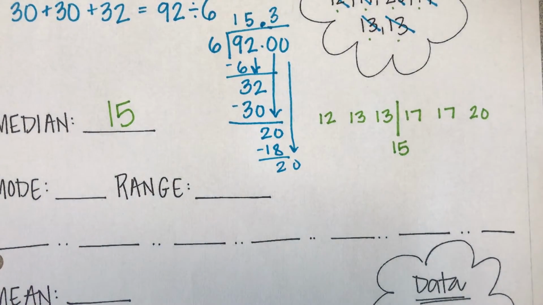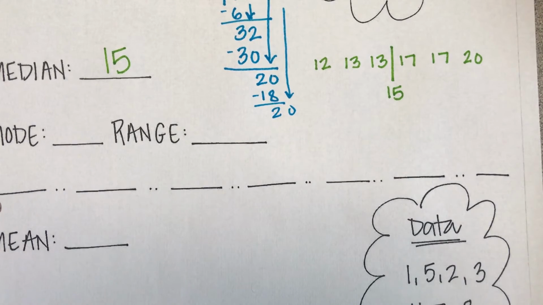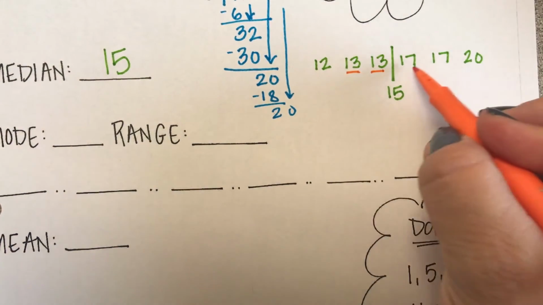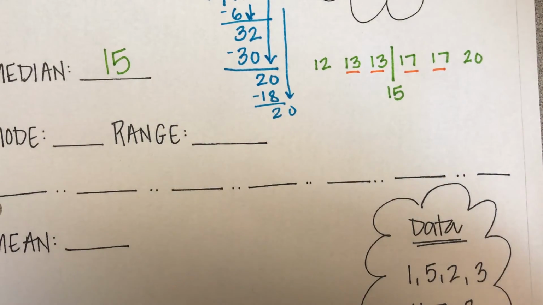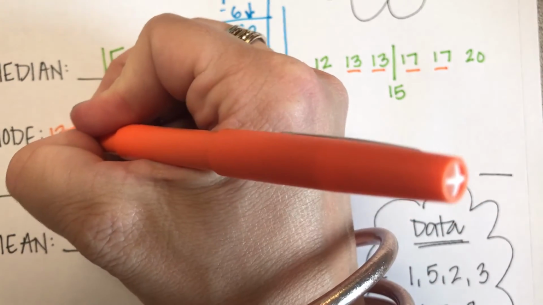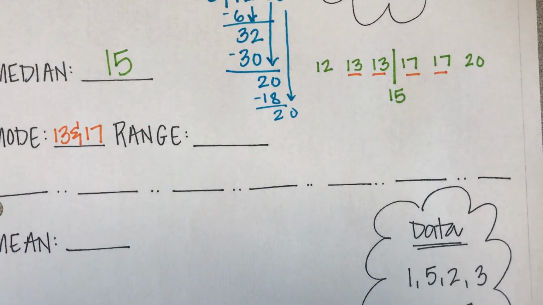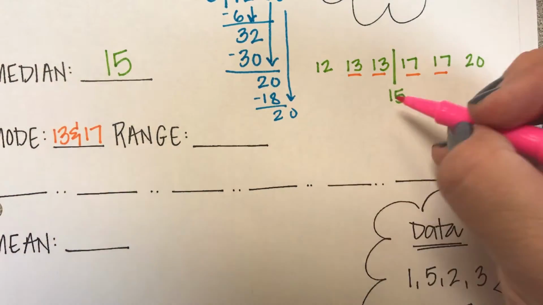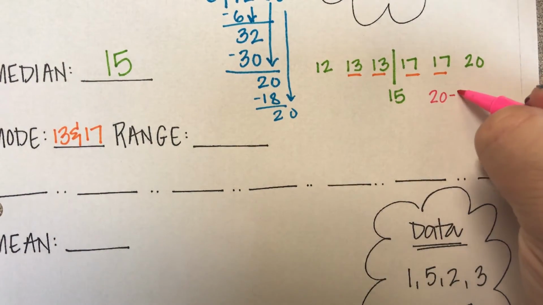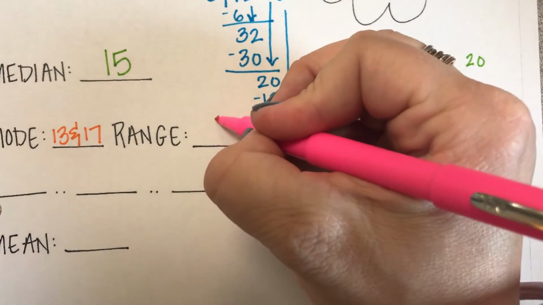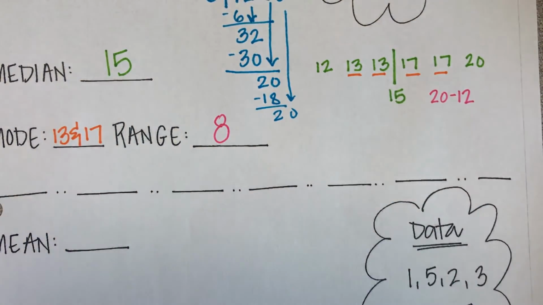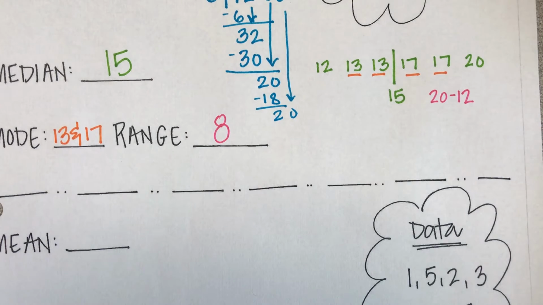The mode is going to be the number that occurs more often than the other numbers. So I have 2 13s and 2 17s. So my mode is 13 and 17 because they occur more than the other numbers. And then last is range. My largest number is 20. My smallest is 12. 20 minus 12 is 8.